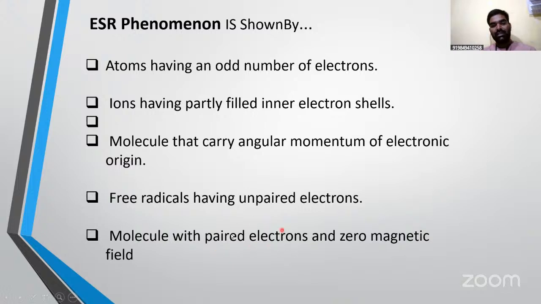Molecules with unpaired electrons and zero magnetic field also show the ESR phenomenon. So the ESR phenomenon is shown by atoms having an odd number of electrons, ions with partially filled inner shells, molecules which carry angular momentum, free radicals having unpaired electrons, and molecules with paired electrons and zero magnetic field.